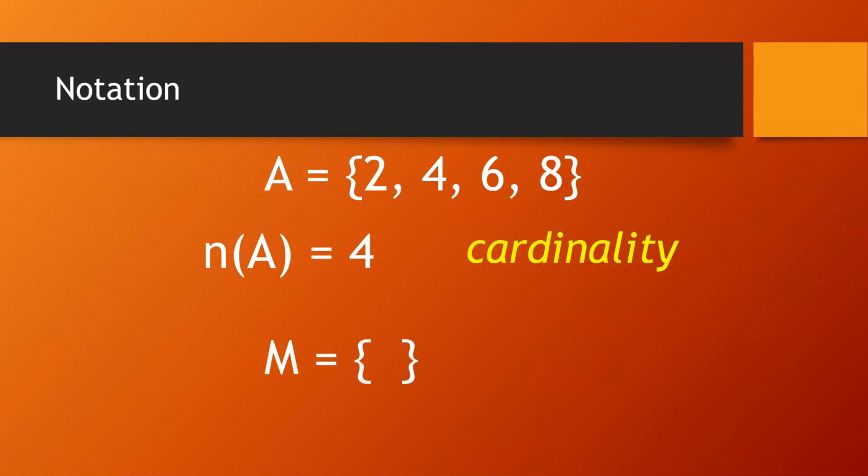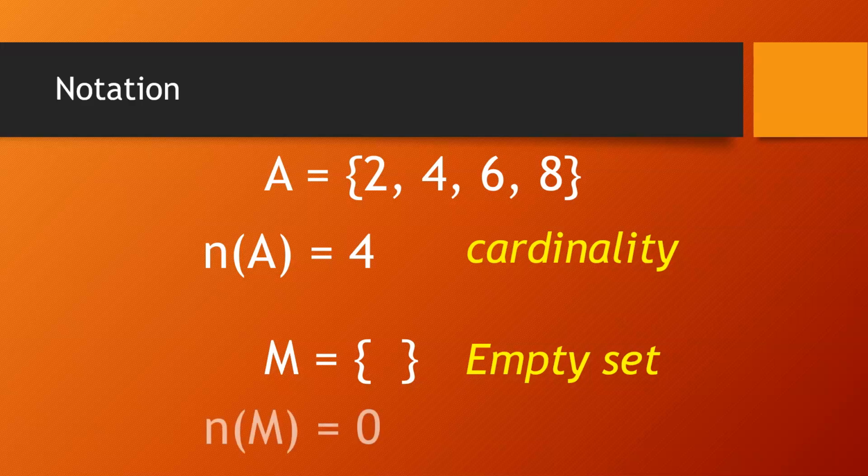Now take a look at this set, set M. You'll notice that there's nothing inside the curly braces. That's because this is a special set called the empty set. It's a set that contains nothing. And if it contains nothing, then the number of elements in the empty set is equal to 0.